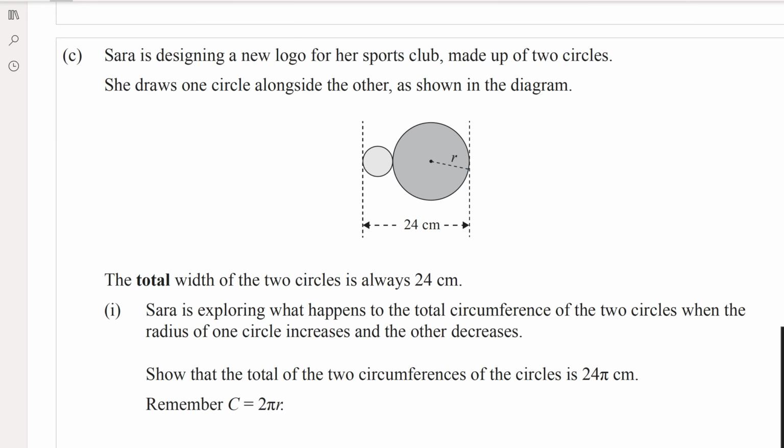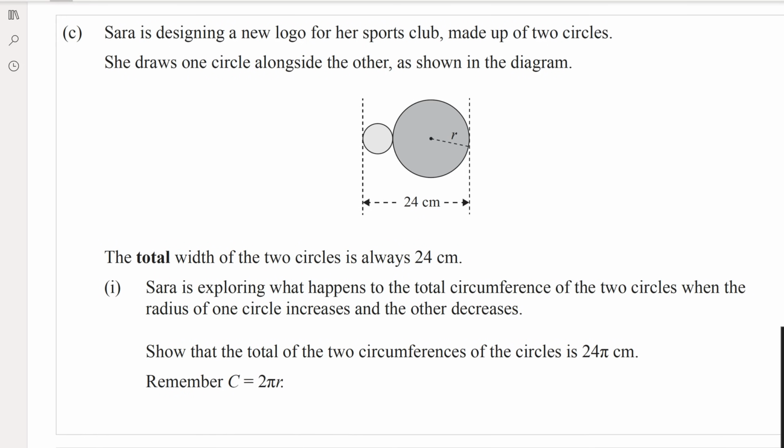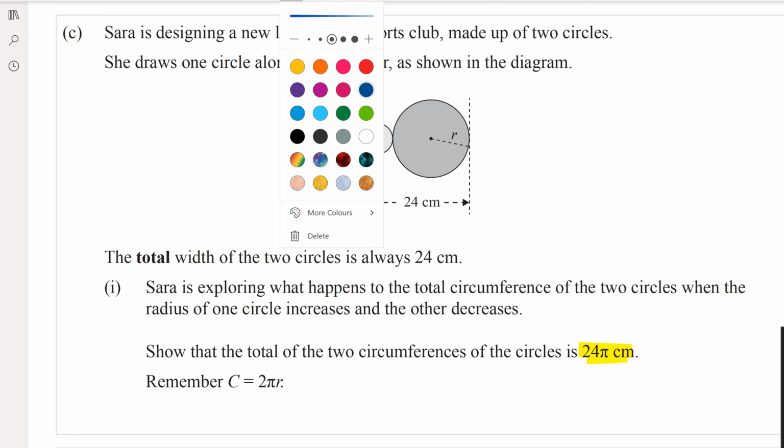All right, guys. So with this question here, you've been asked to do a proof. You've been asked to show the total of the 2 circumference of these circles is 24 pi. What I'm going to do is write this up a little bit just to give you a hint.